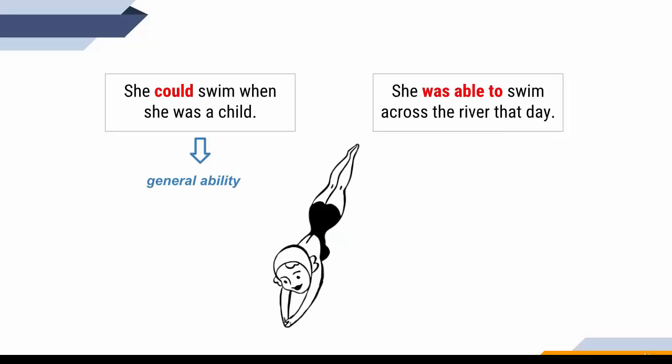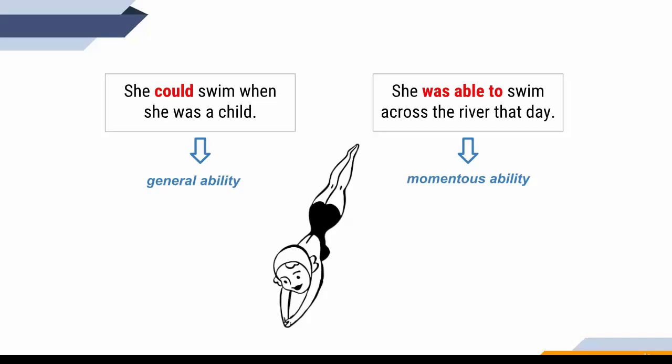And there are situations in which there is a difference. She could swim when she was a child. You speak about general ability. She was able to swim across the river that day. Well, in this situation, when you want to express only momentary ability, you need to use be able to. Okay? General ability, can, could, or be able to. Momentary ability, be able to only.